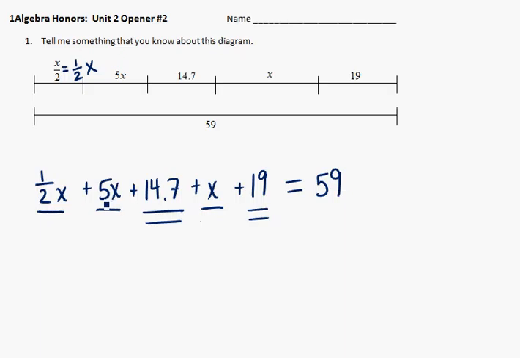1/2 x plus 5x plus 1x is 6.5x. 14.7 plus 19 is 33.7.